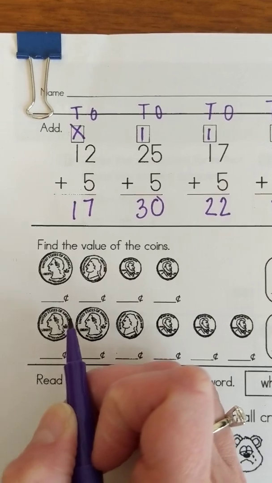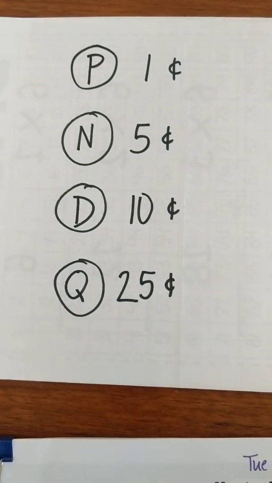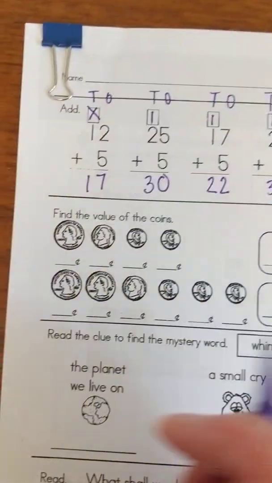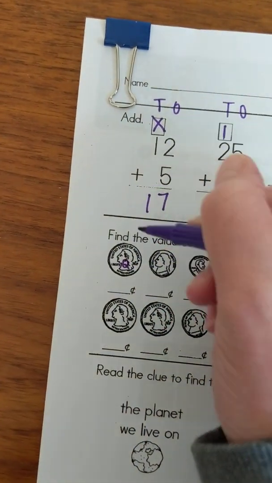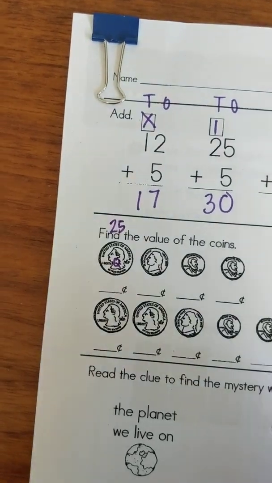So this right here is going to be a quarter, okay? So if we have a little cheat sheet, and again, if you want, you can write this on the side of your paper if you need to, but this one is a quarter, okay? I'll even write a little Q inside. And so I know that a quarter is worth 25 cents, okay?